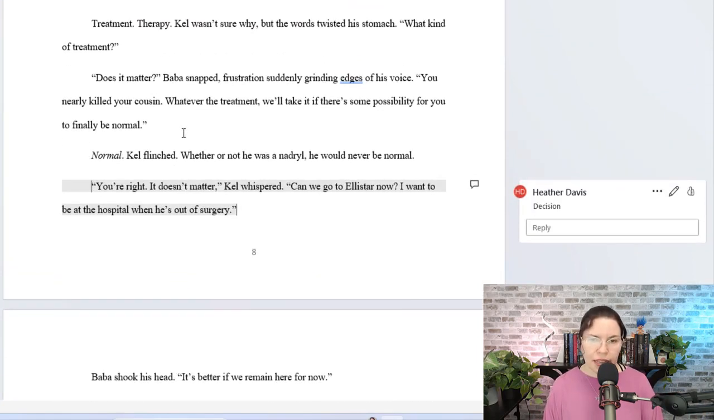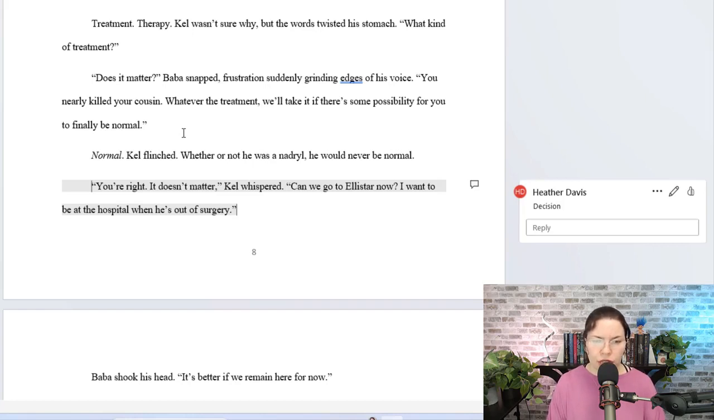Treatment, therapy. Kel wasn't sure why, but the words twisted his stomach. "What kind of treatment?" "Does it matter?" Baba snapped, frustration suddenly grinding the edges of his voice. "You nearly killed your cousin. Whatever the treatment, we'll take it if there's some possibility for you to finally be normal."